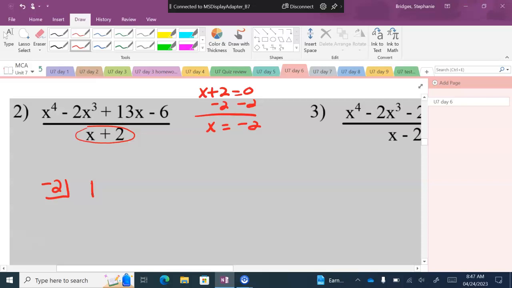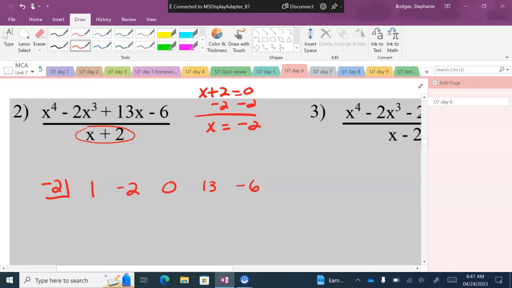What's the coefficient of the x to the third? Negative 2. Then after x to the third, what would come next? x squared. Do I have an x squared? No. So just like with the long division, we have to put in that placeholder. If I don't have any x squareds, what's the placeholder I put in that position? 0. Okay, so I have to add that 0 in there. And then my x has a coefficient of 13, and my constant term is -6.